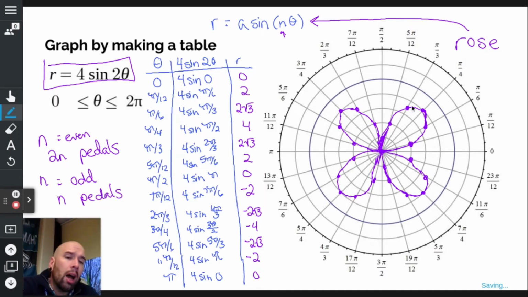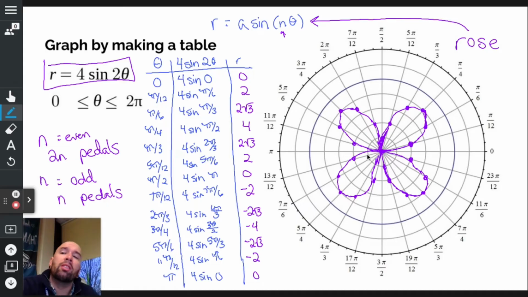When it's sine, the flowers do not go through, they don't start here. When it's cosine, the flowers would start here because cosine starts at like 0, 1, or in this case, 0, 4.